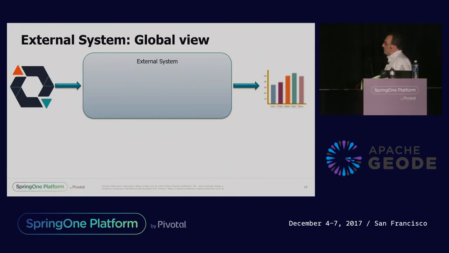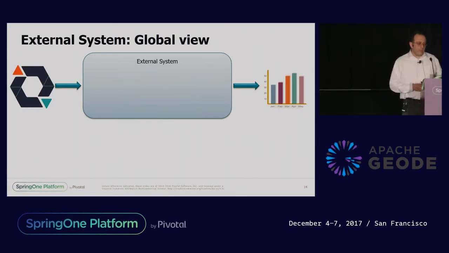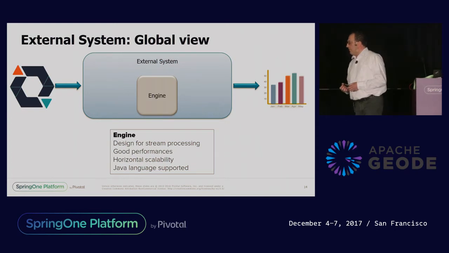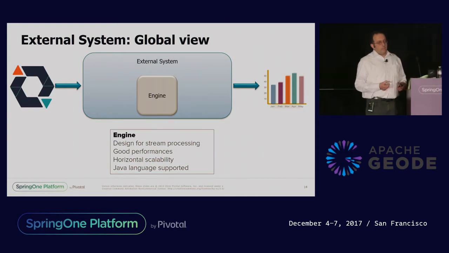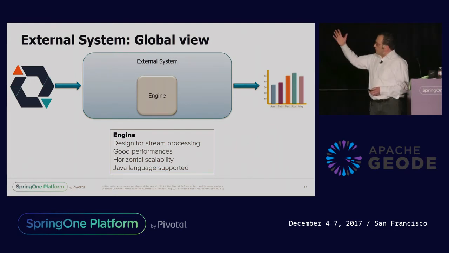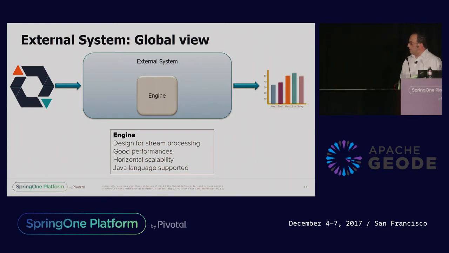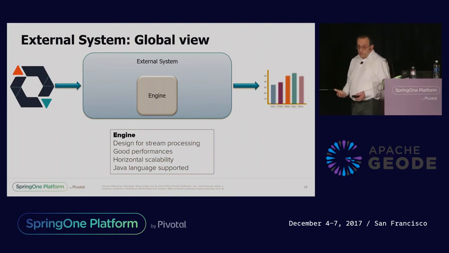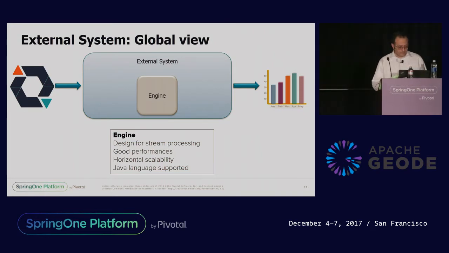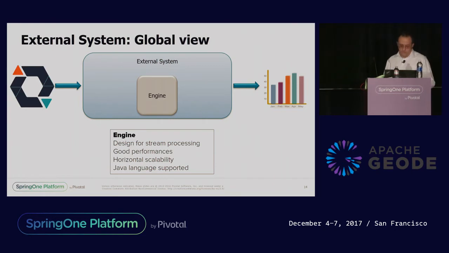So in that system, for our external system, we evaluated that we need mainly 3 components. The first is what we named the engine. The engine must be designed for stream processing. Why? Because we didn't want to use SQL or batch system to calculate and to generate the statistics. It needs to have good performance, horizontal scalability, and because we are Java guys, we wanted good support for Java.